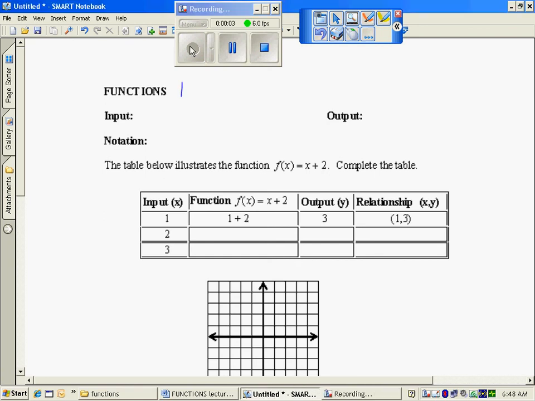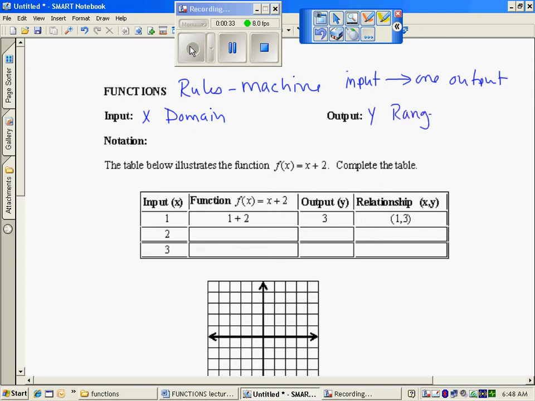Functions are mathematical rules, sometimes also known as a machine. What happens with a function is there's an input, something that goes into the rule, and out comes one unique output. The input is known as x, or the domain. We'll have a lecture later on domain. Output is y, otherwise known as the range.